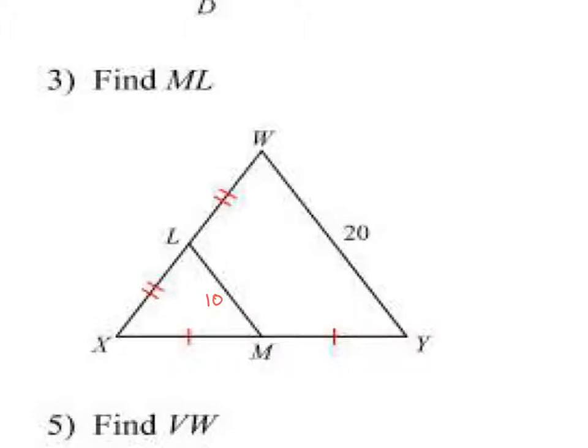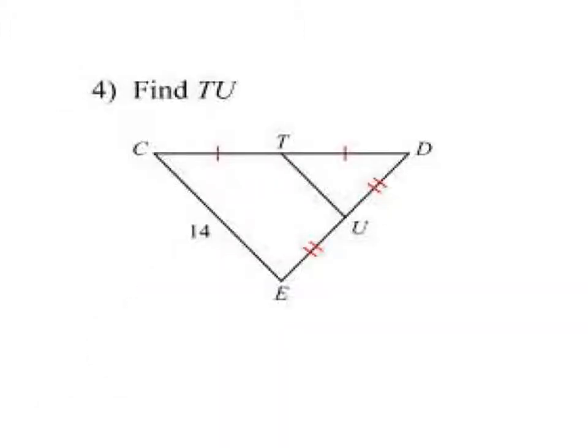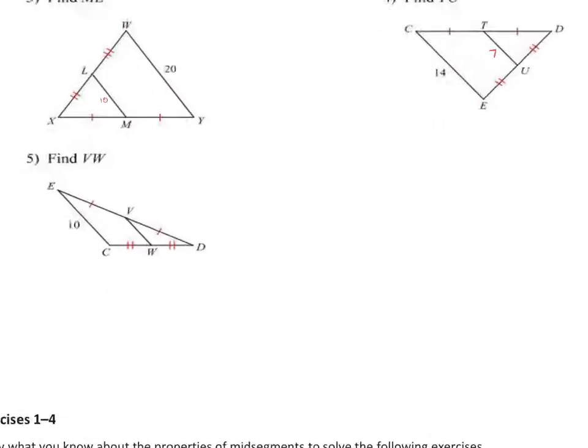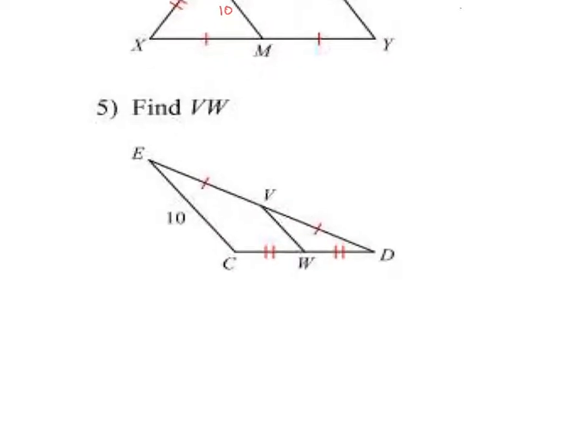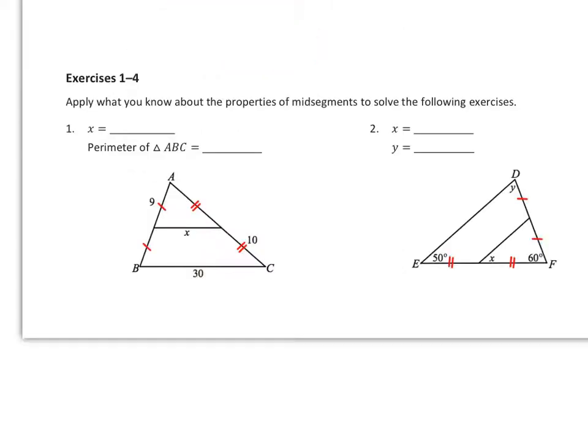Okay, pause the video and try 4 and 5 yourself and see what you get. Alright, let's check your answers. For 4, we're looking for TU, which is 7. And on 5, we're looking for VW, which is 5. Did you get the right answers? If you didn't, make sure you understand what you did wrong. Okay, let's try the last 2 exercises.